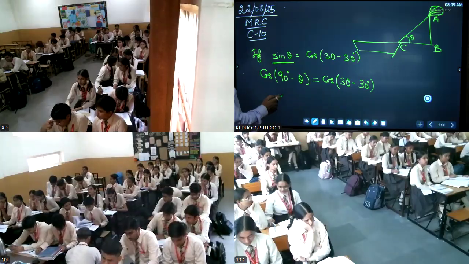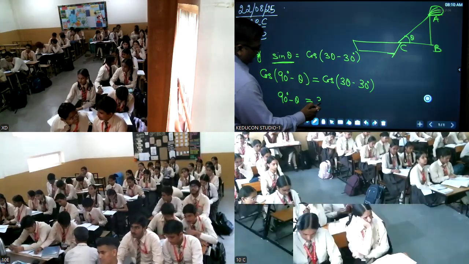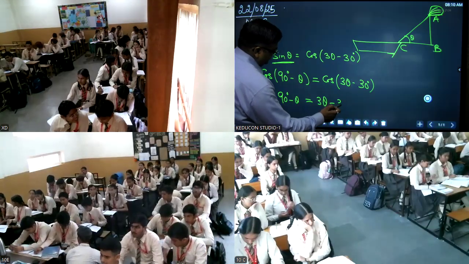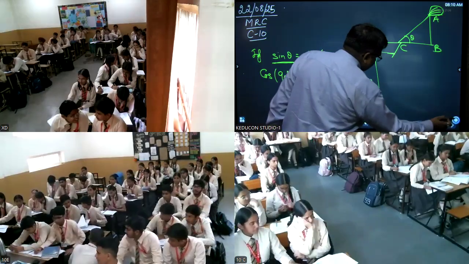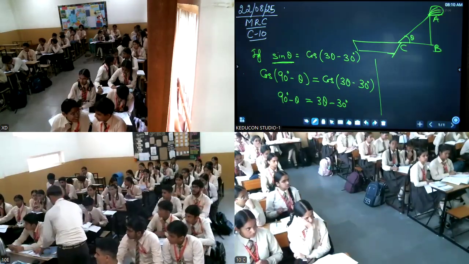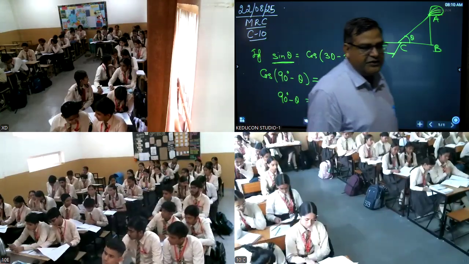So from here, children, what will you get? 90 minus theta is equal to 3 theta minus 30 degree. So please find the value of theta. What is the value of theta now?